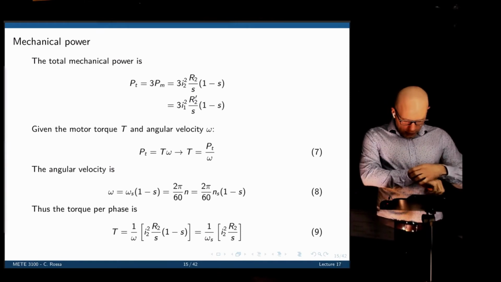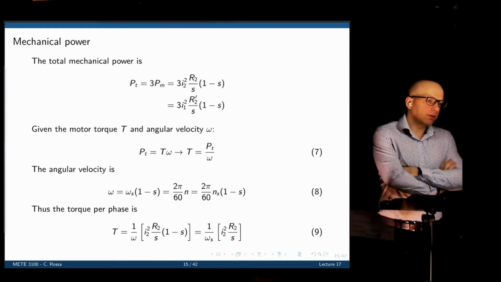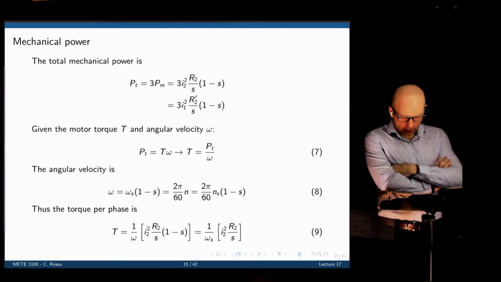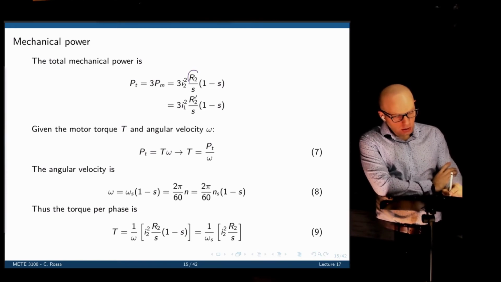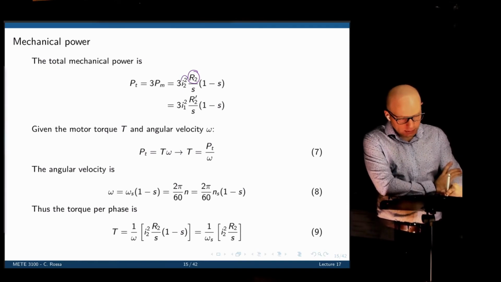Okay, so let's look at the total mechanical power now. The total mechanical power, that's the power for one phase. The total mechanical power is 3 times that. We can express the mechanical power in two ways. We see here the rotor resistance and the rotor current.